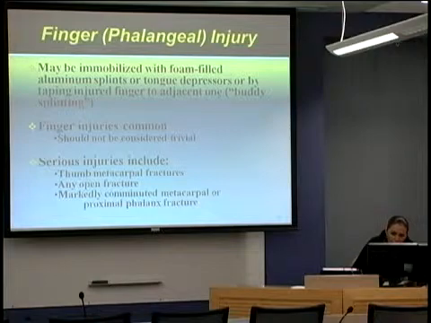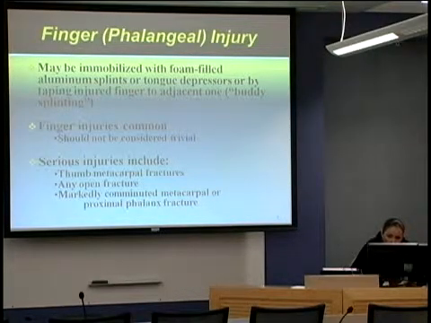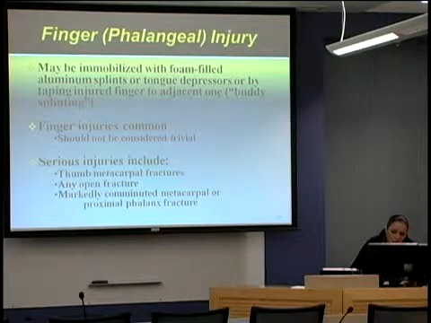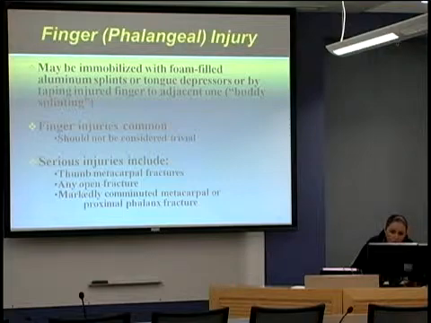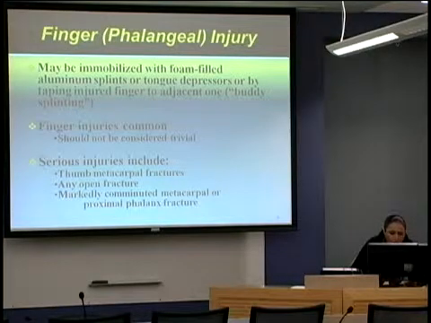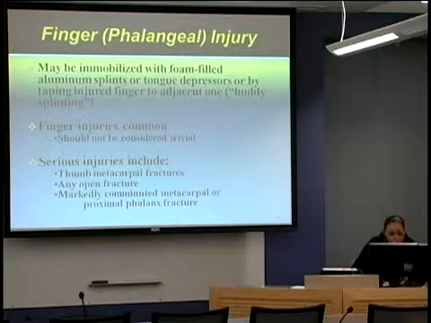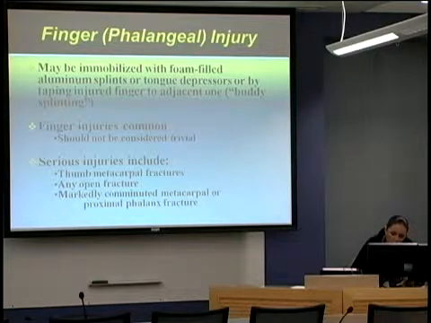Finger injury. Finger injury may be immobilized with foam-filled aluminum splints or tongue depressors, or by taping the injured finger to the adjacent one, as we call it body splinting. Finger injuries are very common and should not be considered trivial. Serious injuries include thumb metacarpal fractures, any open fractures, and markedly comminuted metacarpal or proximal phalanx fractures.